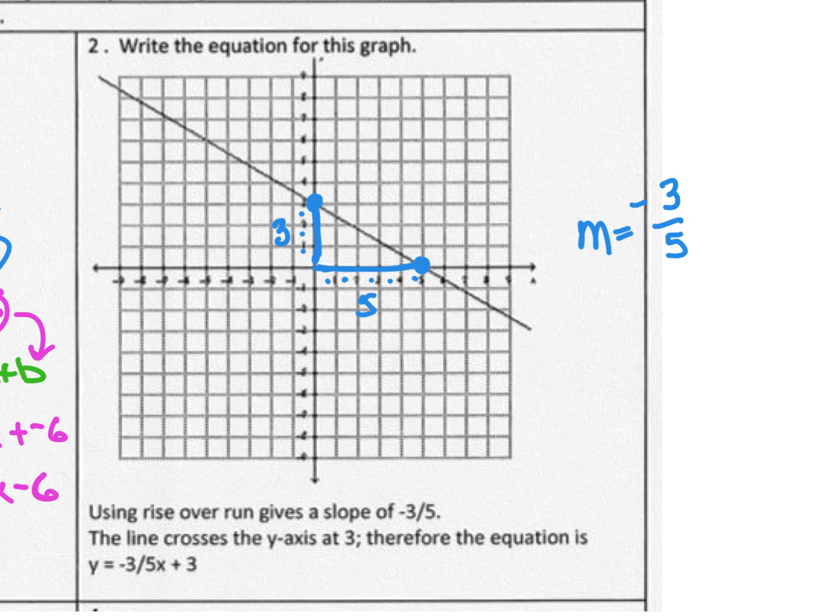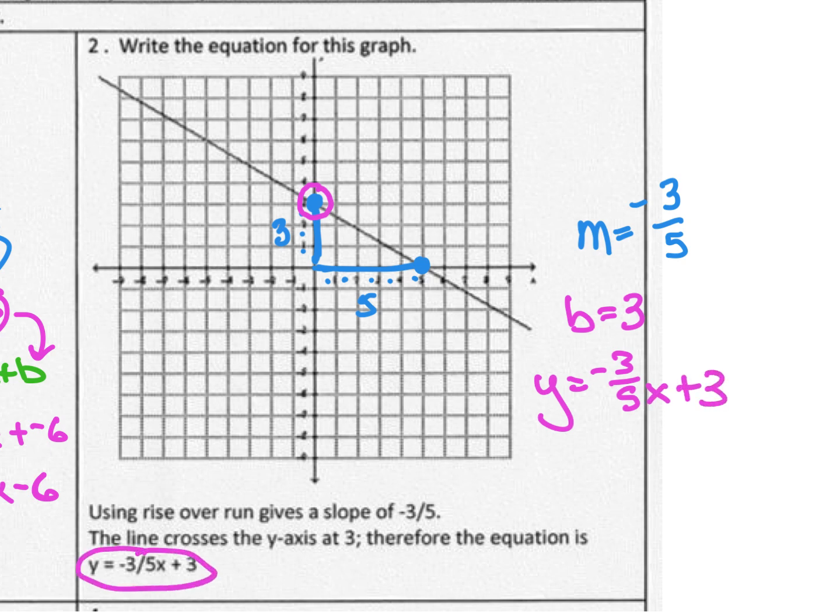And then I want to find my y-intercept, where the line crosses the y-axis. That is this point here, so that's 1, 2, 3. So my y-intercept is 3. And then if I put it together, it should be y equals negative 3 over 5x plus 3. So notice how this is our answer, getting the information from the graph itself.